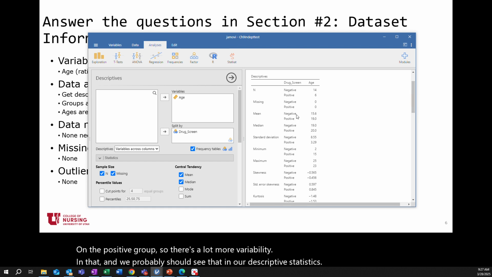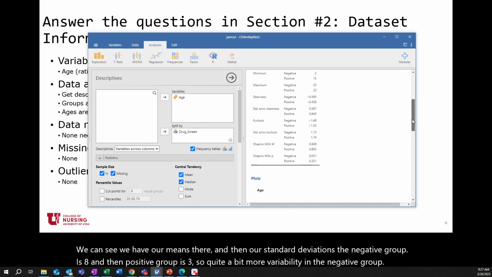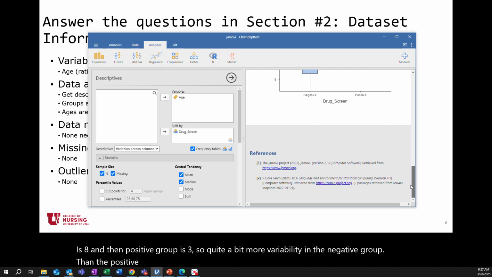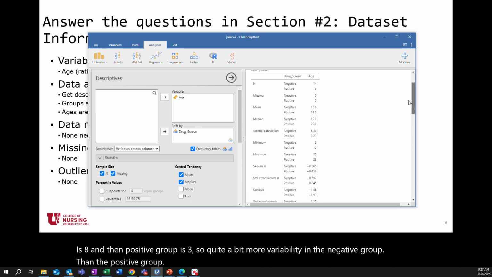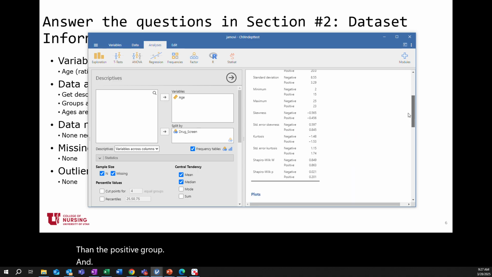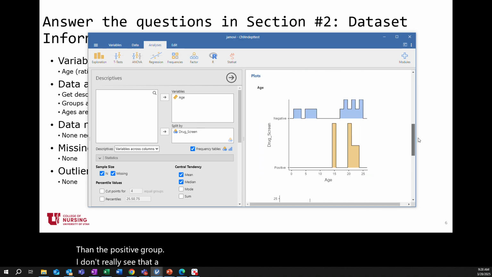We can see we have our means there, and then our standard deviations. The negative group is 8, and then positive group is 3, so quite a bit more variability in the negative group than the positive group. And I don't really see that a separate frequency table came up.